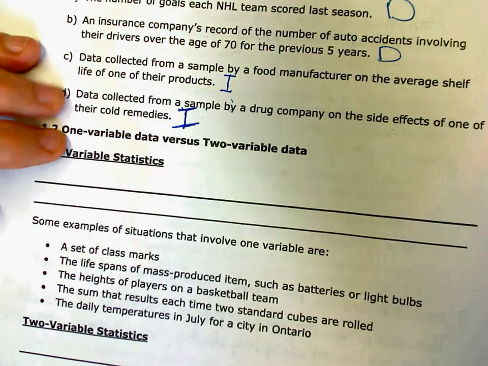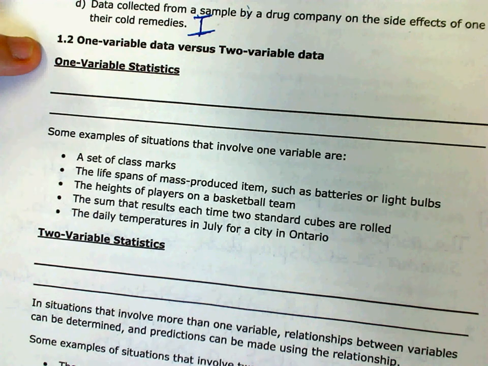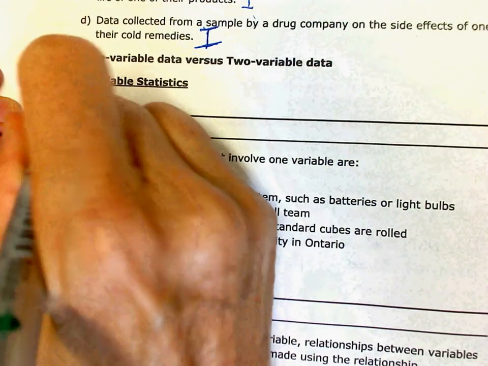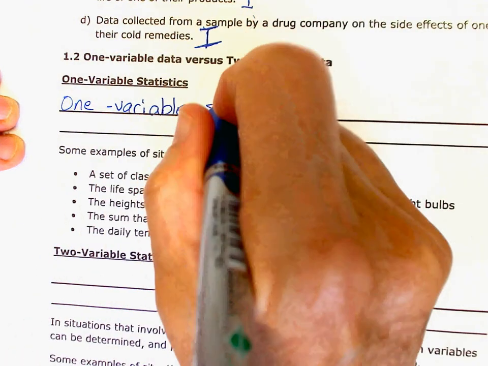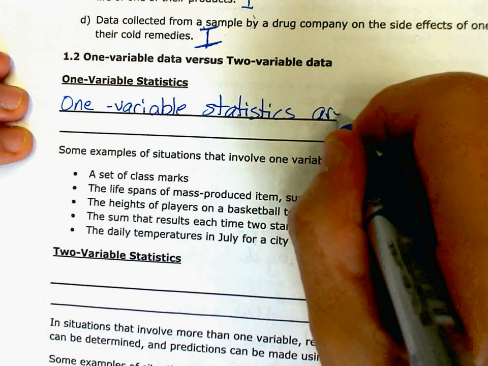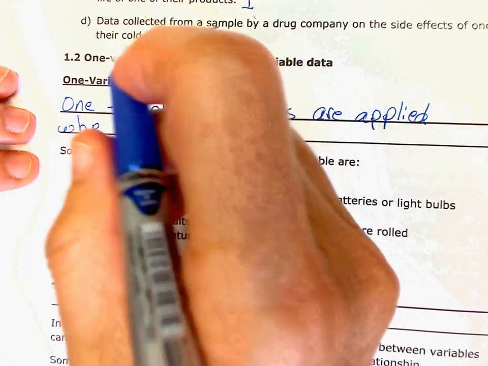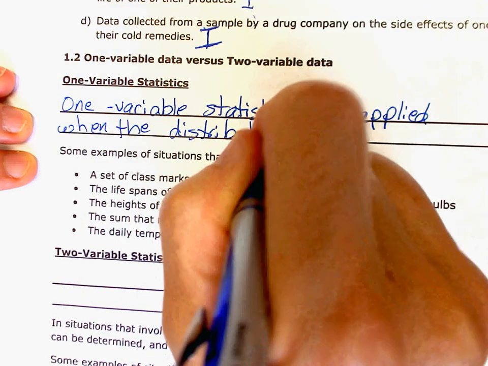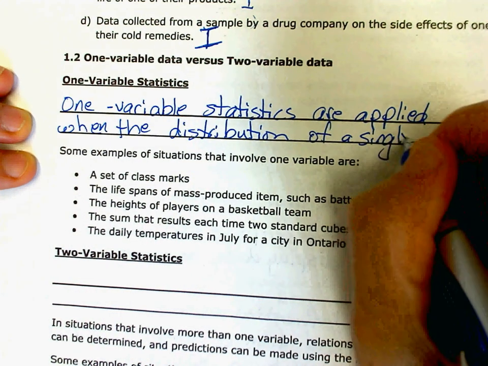So another way they divide statistics is between one variable statistics and two variable statistics. One variable statistics are applied when the distribution of a single factor is needed.